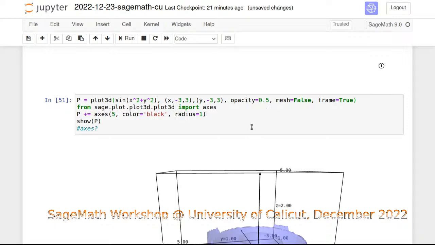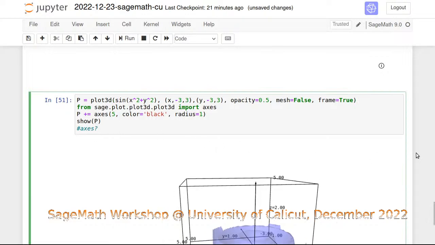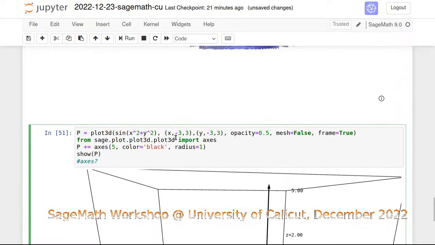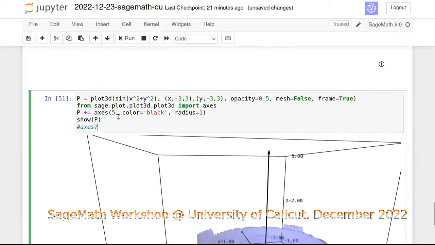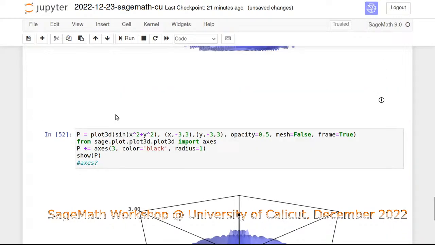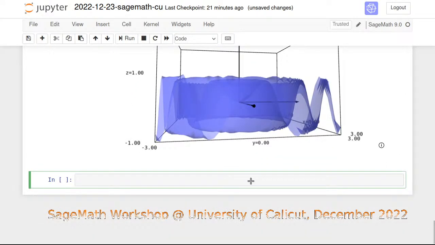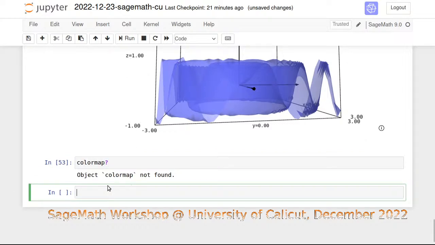Now there are some other beautiful coloring options available, which can be taken from something called color maps, a library called color maps. Opacity is already defined, axis is 5, that's already given. So let us change the axis to 3. Okay. Now the color map, I was talking about color maps.